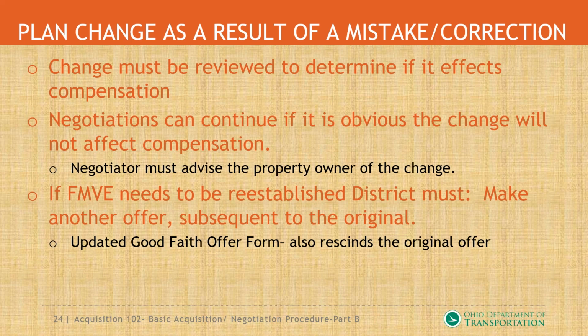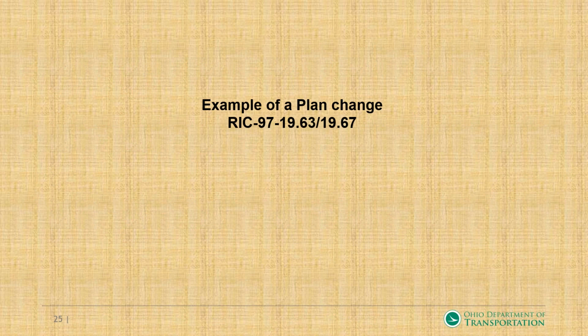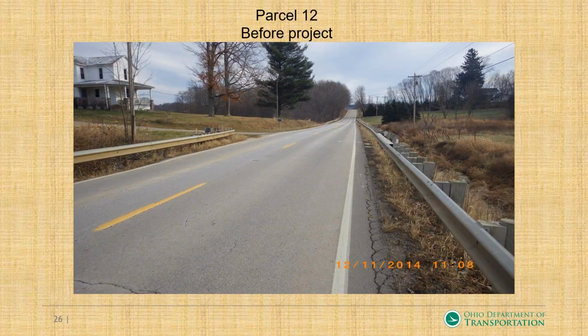So in the next few slides, we have an example of a plan change. This was in Richland County. If anybody's familiar with the project, give Victoria a quick hey and let her know. That'd be interesting to me. So this is what it looked like before the project. Take notice of the two large trees, how far back they are, how close they are to the property. And the next page is going to be the right-of-way plan sheet.